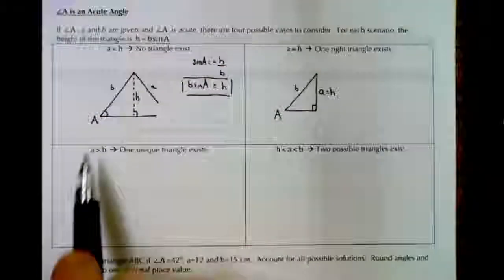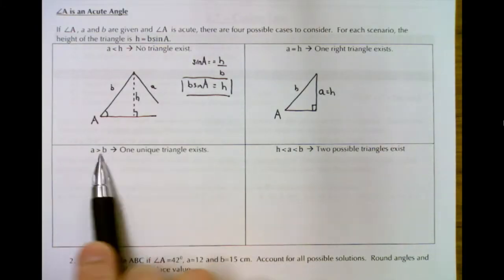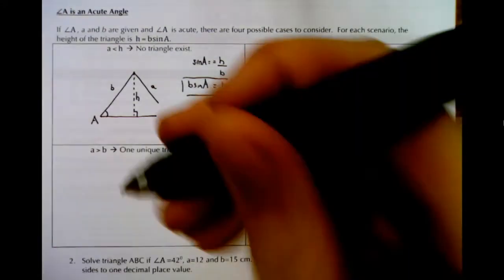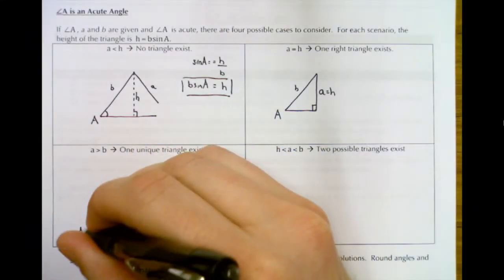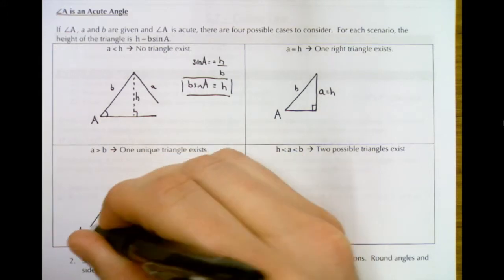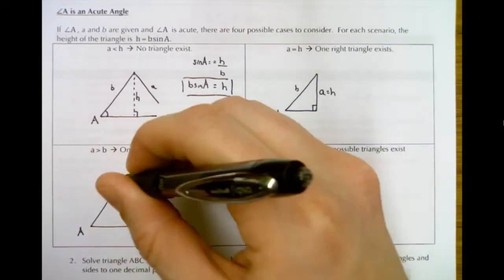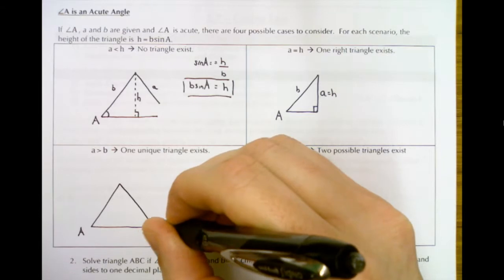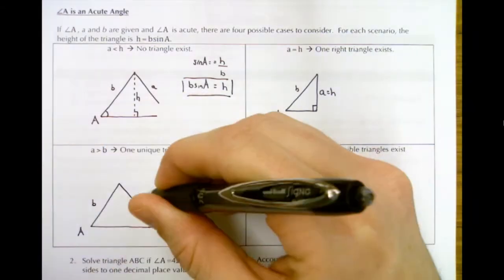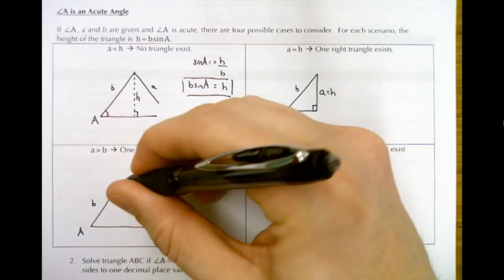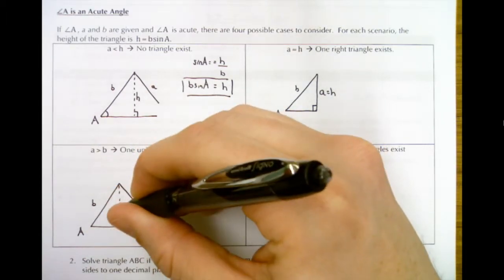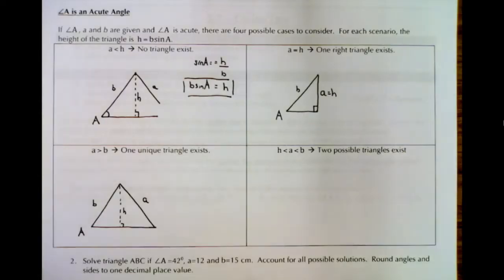If A is bigger than B, you'll get one triangle. And what would that look like? Well, we got A, there's B, there's A. I'll draw my height on. Height doesn't really factor into this one, but since A is bigger than B, we definitely have a triangle. And the reason we have a triangle is because that height would definitely have to be less.